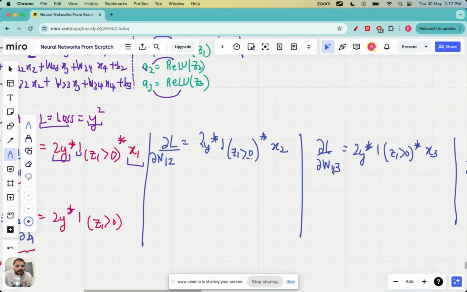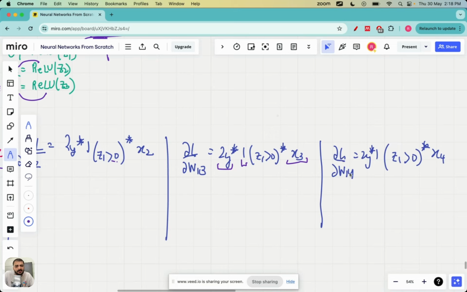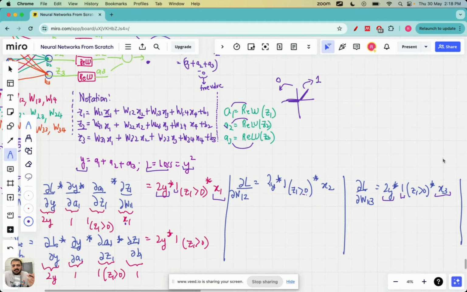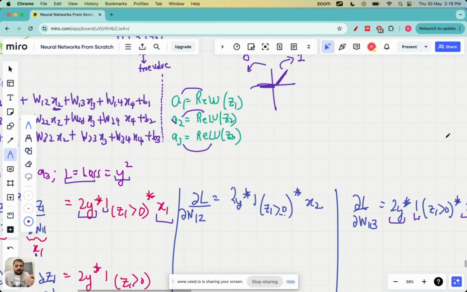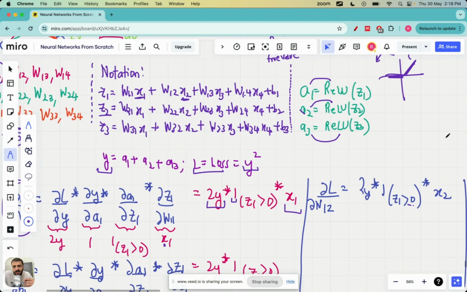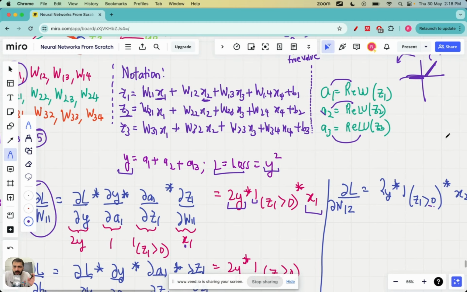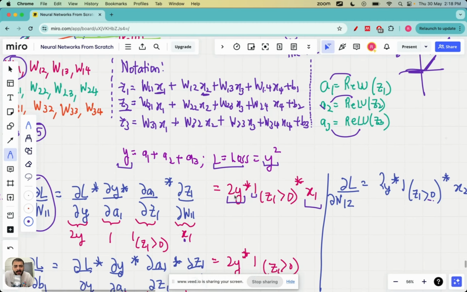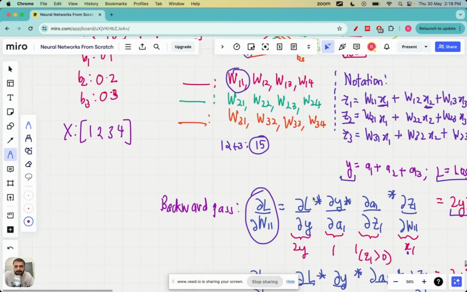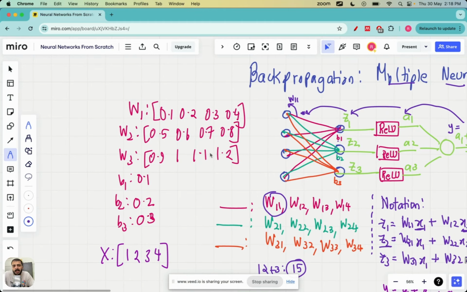Similarly, the partial derivative of L with respect to W13 is 2y multiplied by 1 if z1 is greater than 0, multiplied by x3. And the partial derivative of L with respect to W14 is 2y into 1 if z1 is greater than 0, multiplied by x4. It's very simple to calculate each of these partial derivatives if you have written the notation correctly. Now let me do one iteration of the forward pass and calculate y, calculate z1, and then multiply to get the derivatives. Okay. So I'm going to use these values.